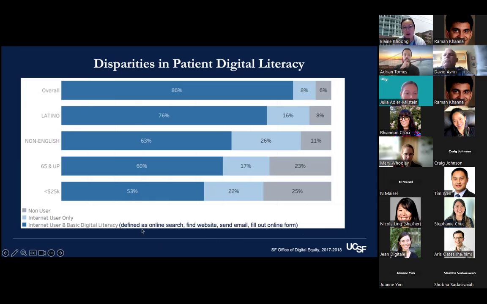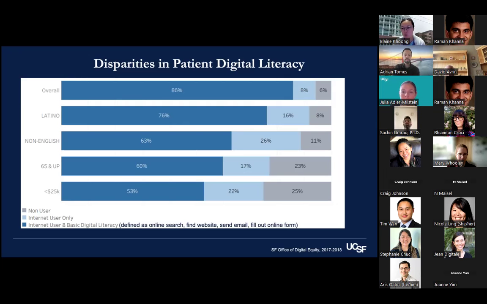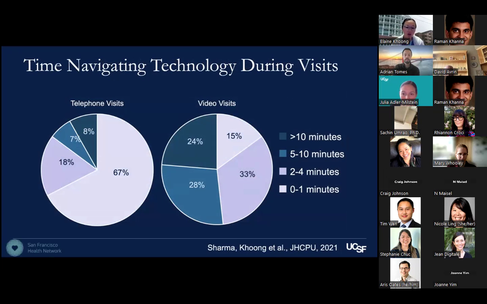And I think to highlight that, one of the challenges is that these patients are probably disproportionately served by safety net systems that are under-resourced, understaffed, and therefore cannot meet the digital literacy needs or the IT support needs of these patients. As an example, we surveyed some of our clinicians and asked them, when you had a telephone visit or a video visit, how much time were you spending trying to help the patient navigate their technology or provide technical support?